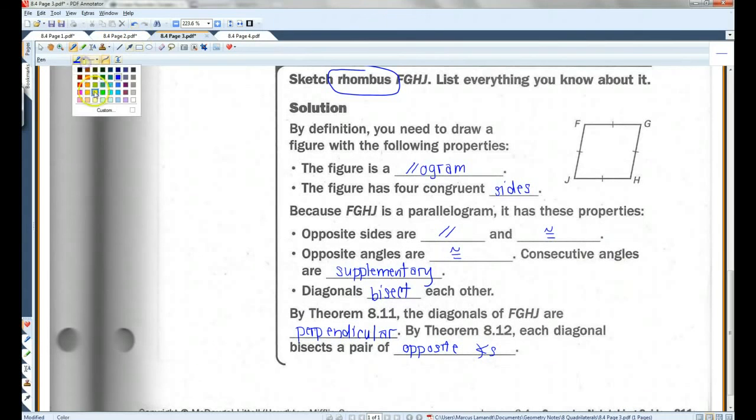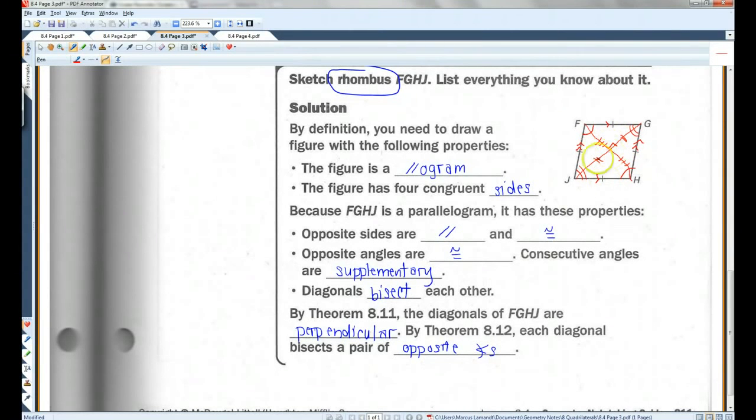Alright, so let's label all this stuff. They say that all the sides are congruent. We also know that the opposite sides are parallel. Opposite angles are congruent. The consecutive angles are supplementary. We don't really have to draw anything for that. The diagonals bisect each other. Let's see if I can draw a straight line. Here we go. Close enough. These bisect each other.